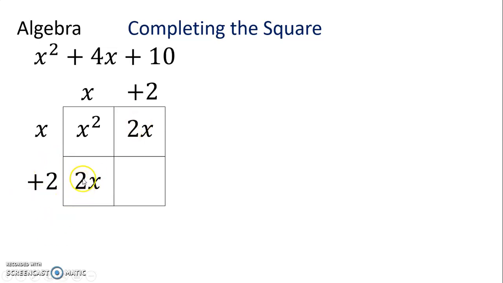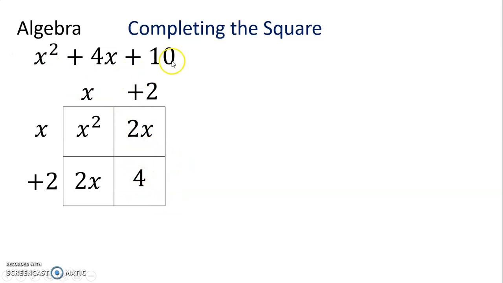And then down here as well, I must also have a positive 2, so 2 times x is 2x. So the reason I divided my amounts of x into two equal parts is because I'm trying to create a square. So I want to multiply an expression by itself. So what I've got here so far is x add 2 multiplied by x add 2. So x add 2 squared. But when I now fill in this bottom right-hand part of my grid here, I'm going to get a plus 4. 2 times 2 is positive 4.